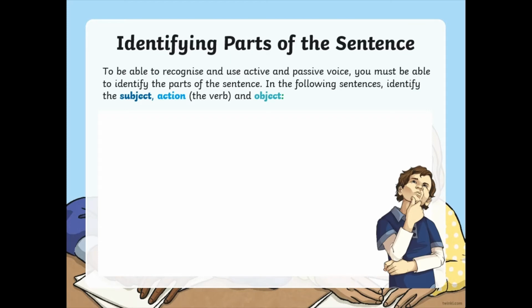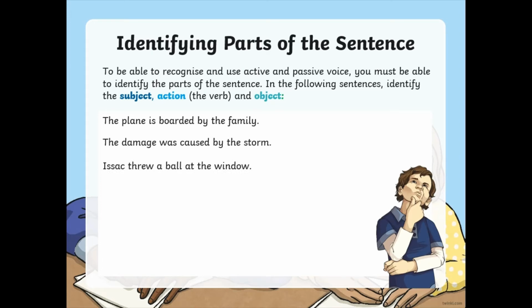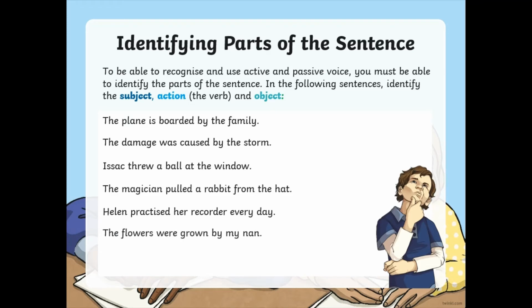Now then, to be able to recognize and use active and passive voice, you must be able to identify the different parts of the sentence. So: The plane is boarded by the family. The damage was caused by a storm. Isaac threw a ball at the window. The magician pulled a rabbit from the hat. Helen practiced her recorder every day. The flowers were grown by my nan. So try and find the subject, the verb, and the object in here.